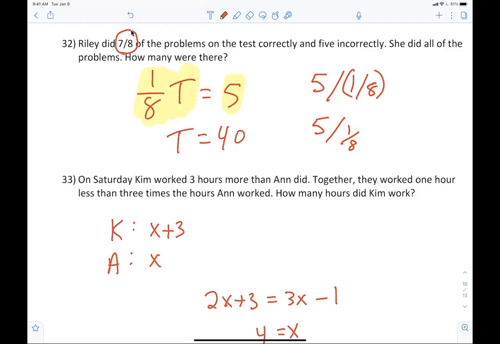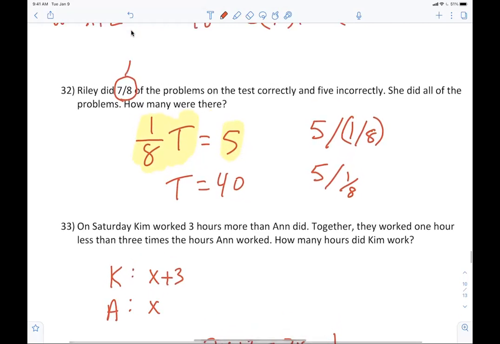Wait, so 40 is the answer? 40 is the answer. But why would you do 1 over 8 times 5? I didn't do 1 over 8 times 5. You get 40, 8 times 5, and you divide. Why wouldn't you do 7 over 8 divided by 5? Because 7 over 8 is the correct answers.